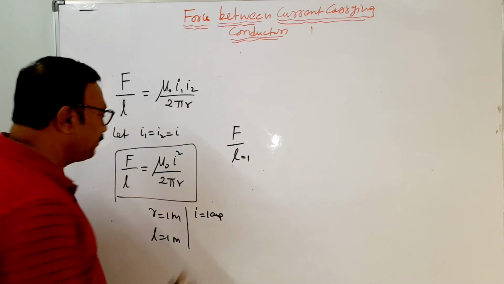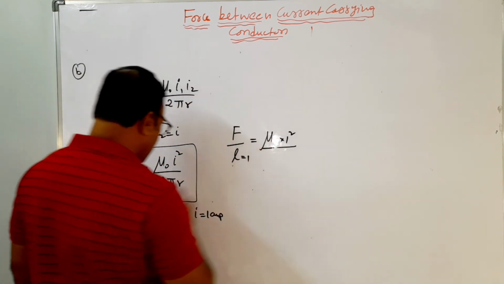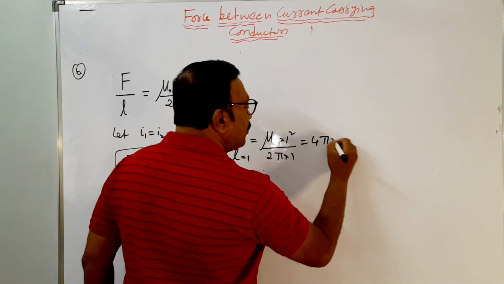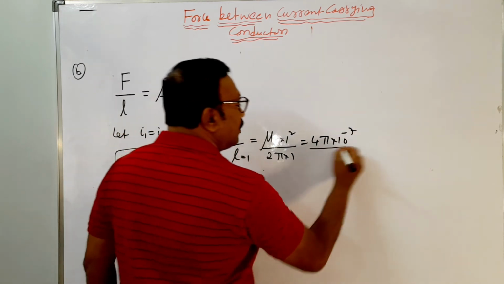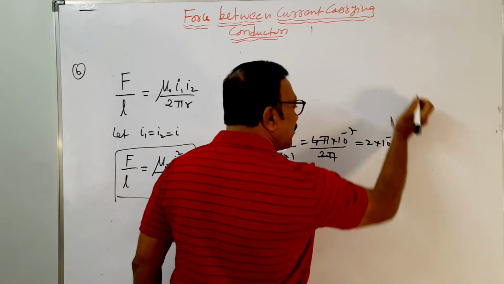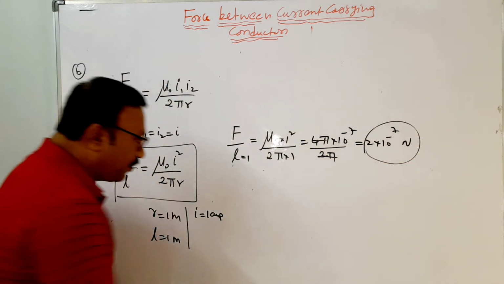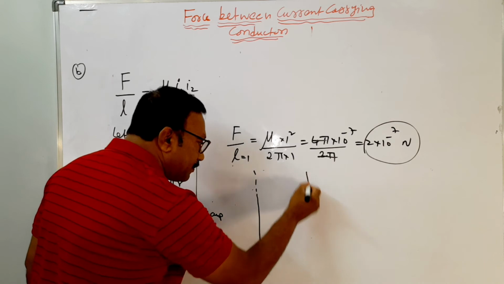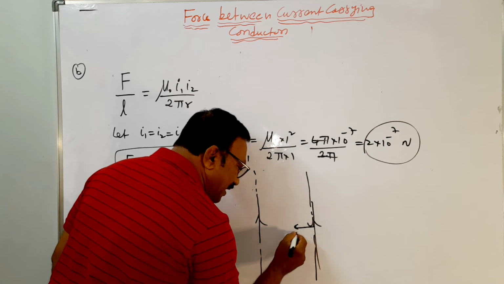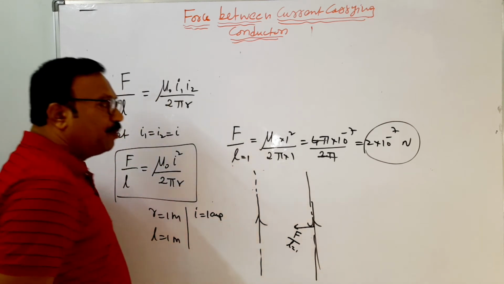Force per 1 meter of the wire is equal to mu naught into 1 square divided by 2 pi into 1. What is the mu naught value? 4 pi into 10 to the power of minus 7 divided by 2 pi. This is 2 into 10 to the power of minus 7 newtons. So therefore, if you have a wire like this, right? So force on this wire, let us say I am calculating here. Force per 1 meter of the wire. How much am I getting? This much.